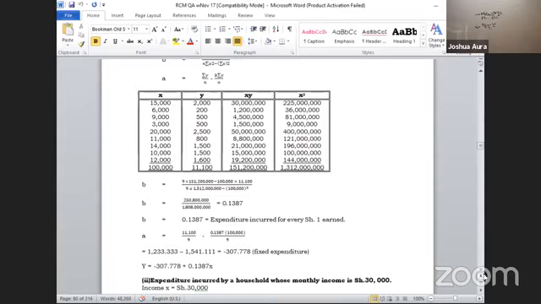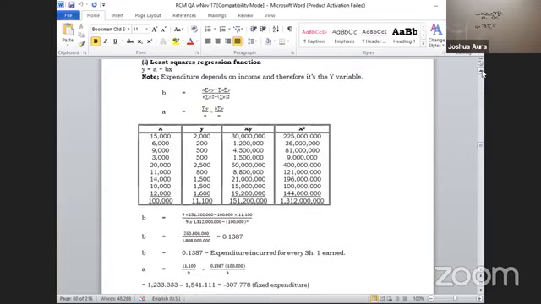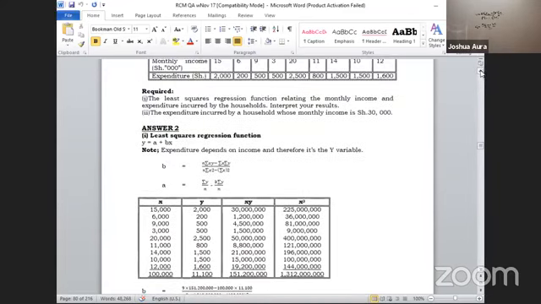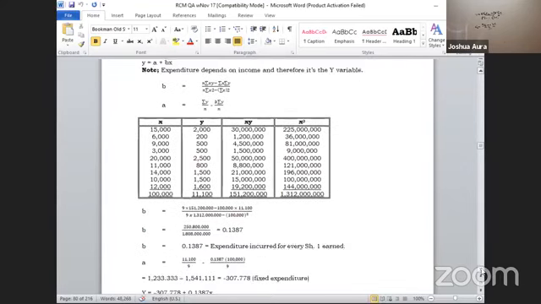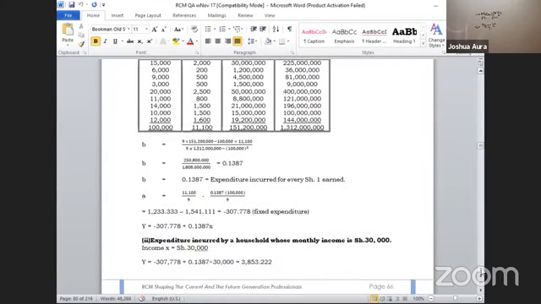And then they came here and asked us in Roman 2, you can see they wanted us to give them the expenditure by households whose monthly income is 30,000. So if the monthly income is 30,000, then what will be the monthly expenditure for these people? Quite an easy thing, because already I have my formula.